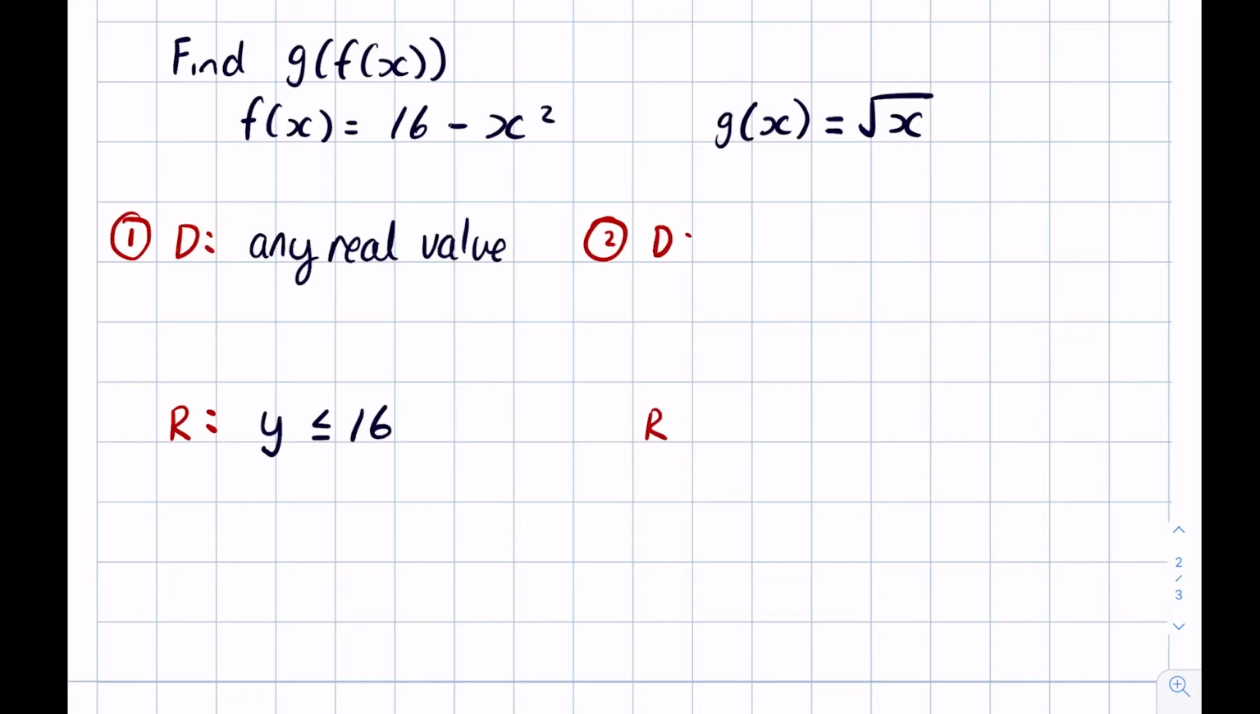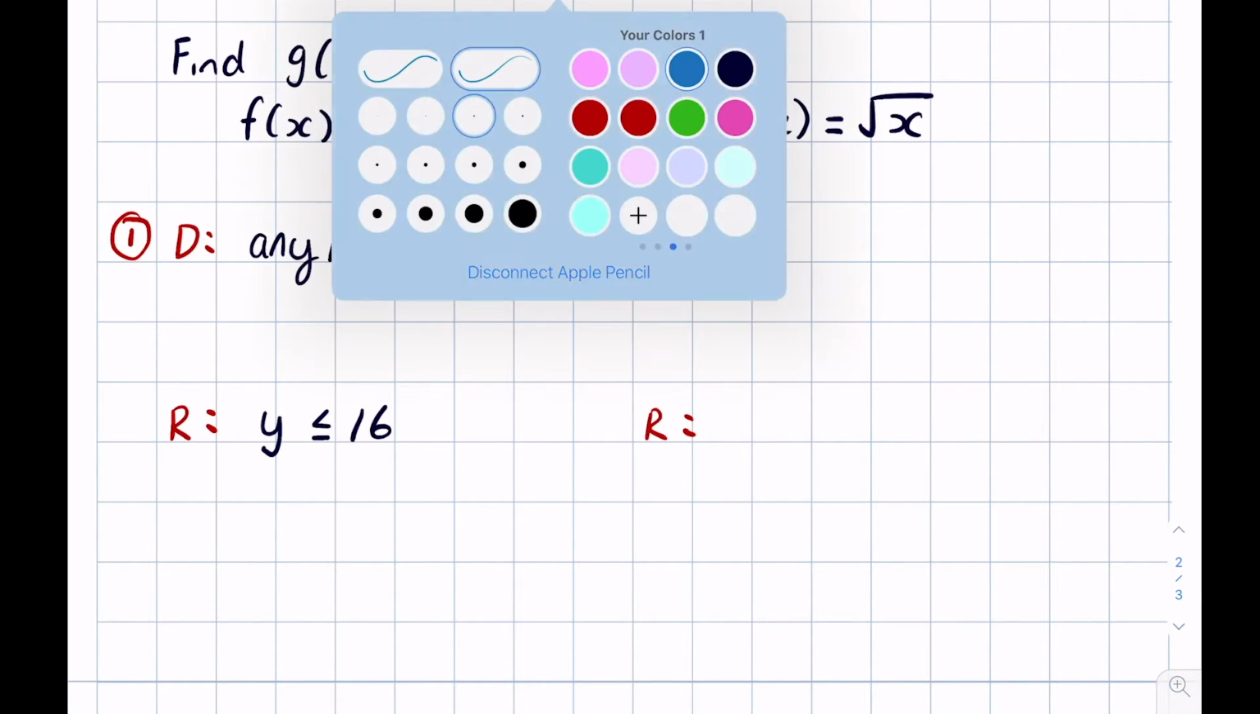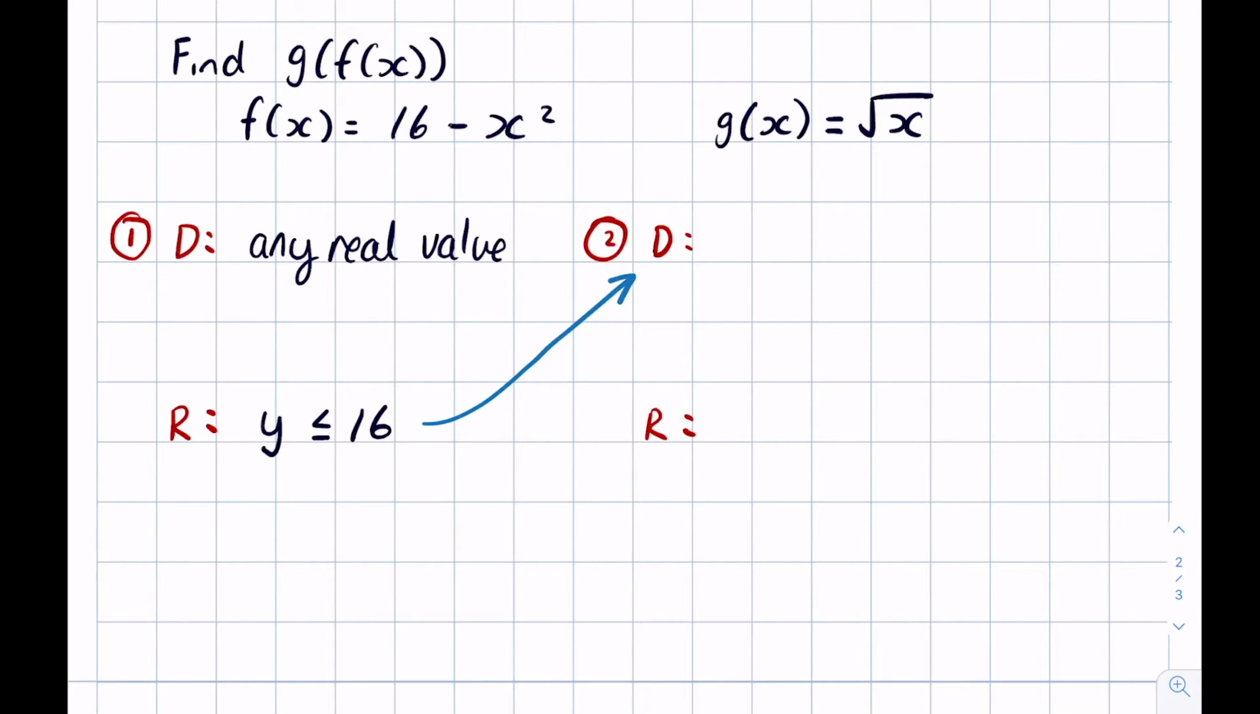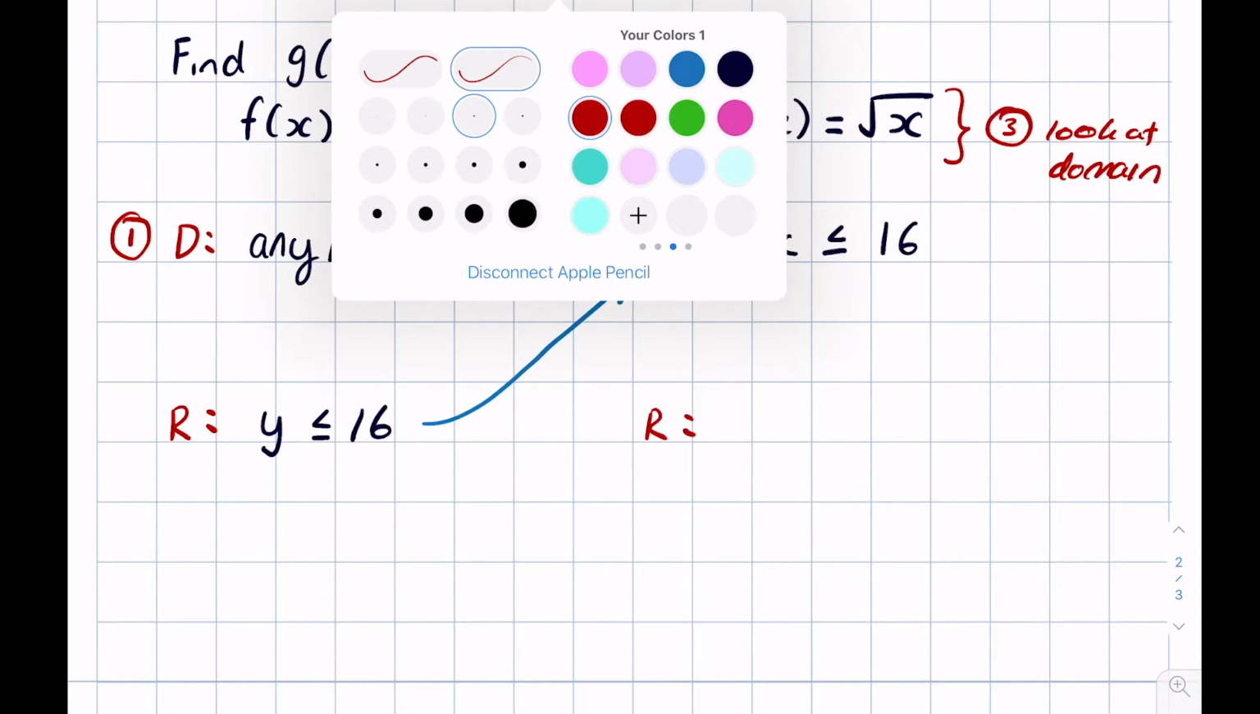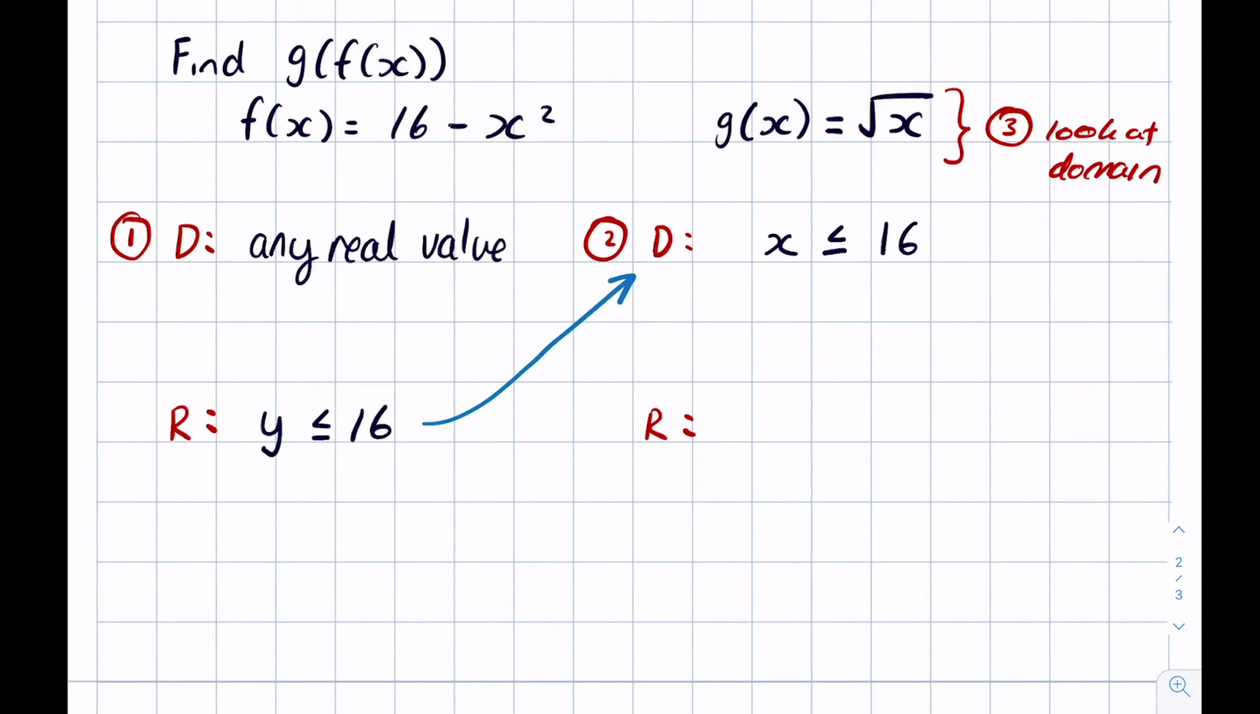Step 2 is to think about the domain and range of g(x). Remember what we talked about before. The y value, so the range of f(x), becomes the domain of g(x). So since y is smaller than or equal to 16, x is also smaller than or equal to 16. The next thing we need to do is look at the domain of g(x) itself. Looking at this, the domain must be greater than or equal to 0.